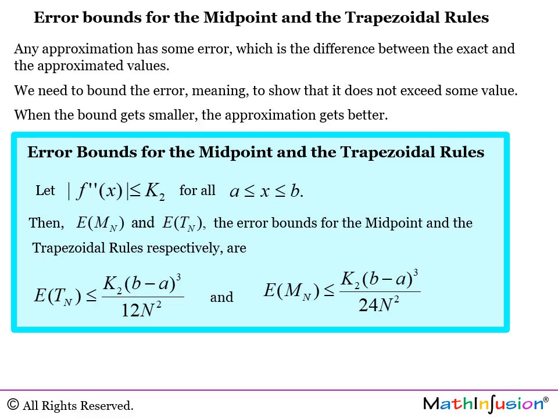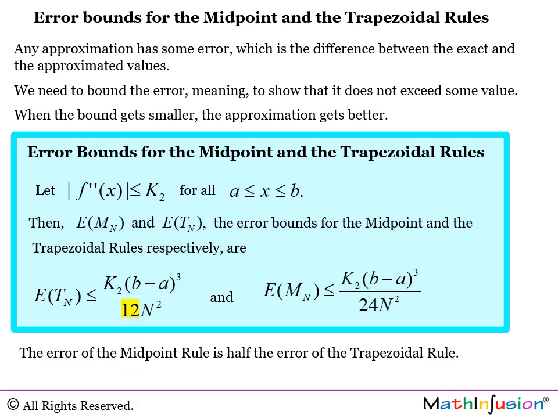The error for T sub n is less or equal to k2 times (b minus a) to the power of 3 over 12n to the power of 2. The error for the midpoint with n subintervals is less or equal to k sub 2 times (b minus a) cubed over 24n to the power of 2. You can see that the error of the midpoint rule is half the error of the trapezoidal rule.